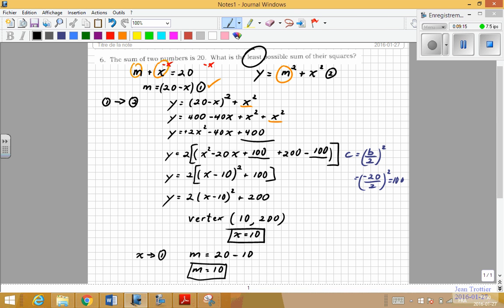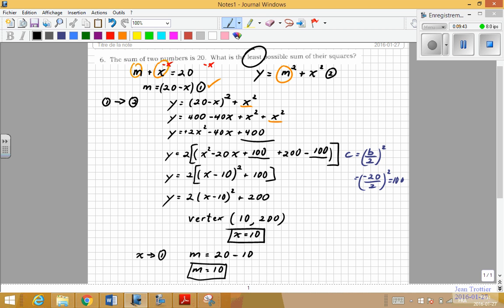I get a trinomial with the power of 2. Since I want to find the minimum, I know the minimum is part of the vertex, so I change that to the vertex form by completing the square. And once I've finished completing the square, I find the values for the vertex. I just need the x, because that's one of the numbers I was looking for. And the other value is m equals 10. So those are my two numbers.